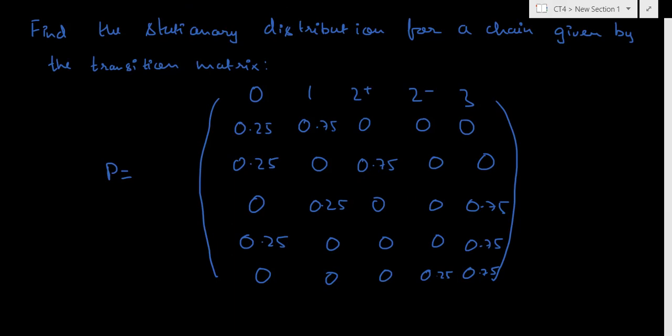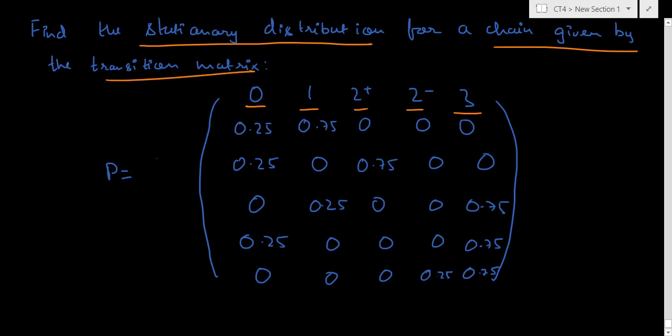Okay, so the next example is a complicated one. It is a process which has 5 states. The states are 0, 1, 2 plus, 2 minus, and 3, and the question says to find the stationary distribution for a chain given by this transition matrix.